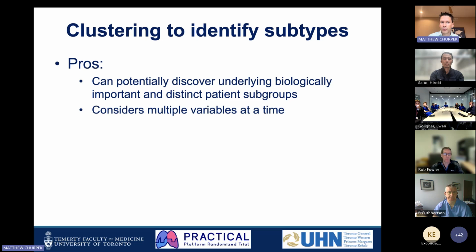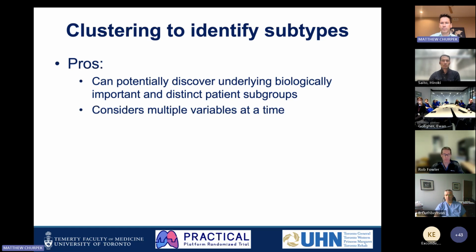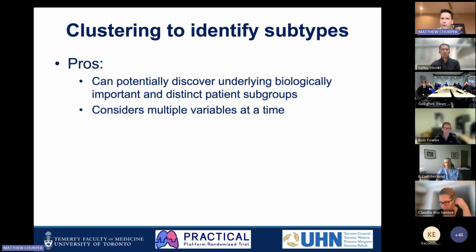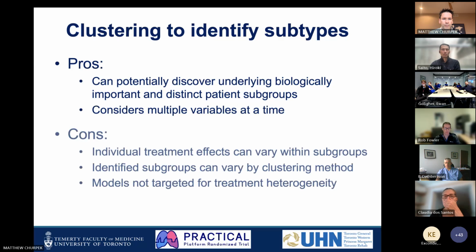So there are some advantages to this approach. I think an important advantage is it could potentially discover underlying biologically important and distinct patient subgroups. It also does consider multiple variables at a time, so you can identify for each individual which subgroup they belong to. However, because you're essentially creating these larger subgroups of patients, the individual treatment effects could vary within a subgroup. In other words, maybe overall cluster 1 benefits from the therapy, but cluster 1 could still include some patients who may be harmed by the therapy.